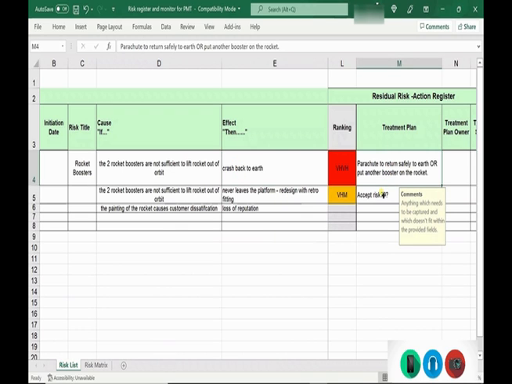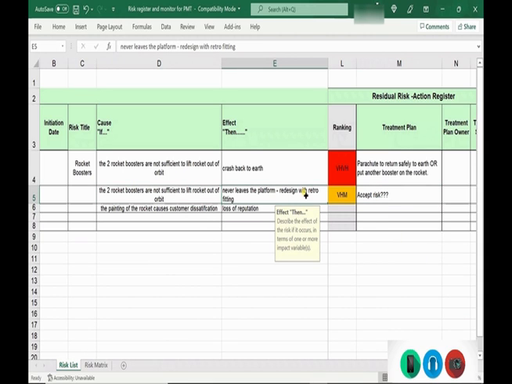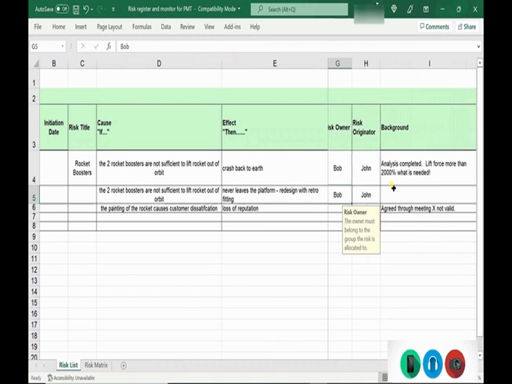Or you just put another booster on the rocket. This one might be, the treatment plan is you just accept the risk. You say, do you know what, that's fine. If it doesn't lift off the platform, we'll just go away and we'll redesign it. Who's going to be the treatment plan owner? Now this is different from the risk owner.